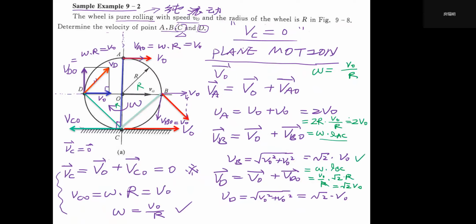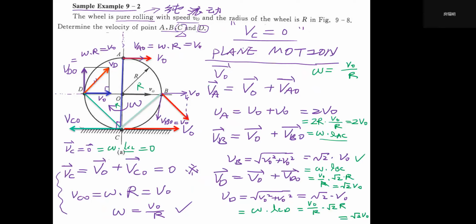See? Another thing happened. Let's see VD. Also, we can find VD equals omega times LCD, which equals V0 over R times the length LCD, also square root 2 R. Also the same thing. And the final one, we use omega times LCC. Because it is the same point, this length will be 0, so it is 0. So can you find something?